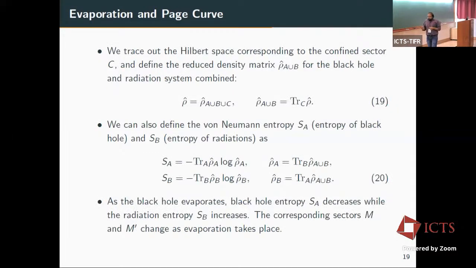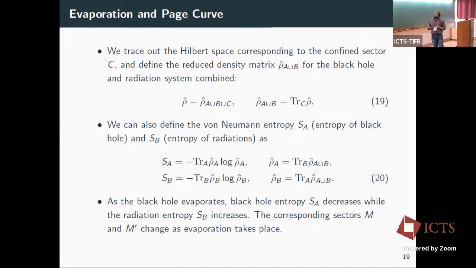To compute the entropy of the black hole, we first have to trace out the Hilbert space corresponding to the degrees of freedom of the confined sector HC. We'll define the reduced density matrix rho AB for the black hole and radiation system combined by tracing over C. We can then also define the entanglement entropy of the black hole and the entropy of radiation, SA and SB respectively, in such a way. Now, like I said, A and B are the black hole and Hawking radiation, and C is the confined sector, the D0-branes which are sitting at the origin.